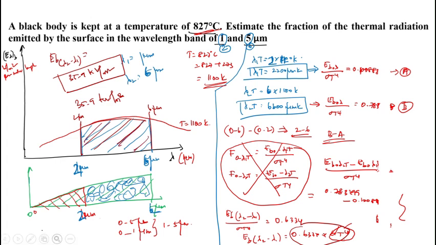Okay, thank you. This is the last problem. Better to take this range minus this range to get the area. In the data book, the value given is divided by sigma T to the power 4, so you can multiply by sigma T to the power 4 in this equation. What you get is the emissive power in the particular wavelength range. Okay, thank you.